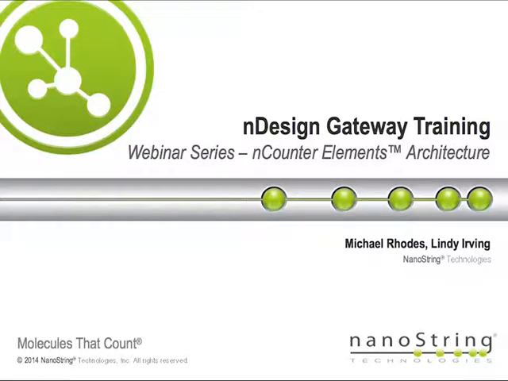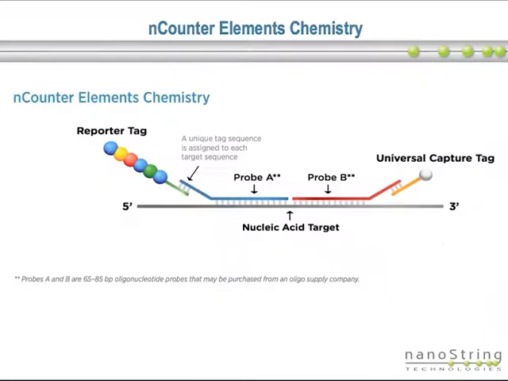Welcome to this brief video explaining some of the terminology we use when describing encounter elements. When ordering an elements chemistry oligonucleotide set, you're offered a number of choices. It's important to understand which components are coming from nanostring and which components are coming from an oligo vendor.